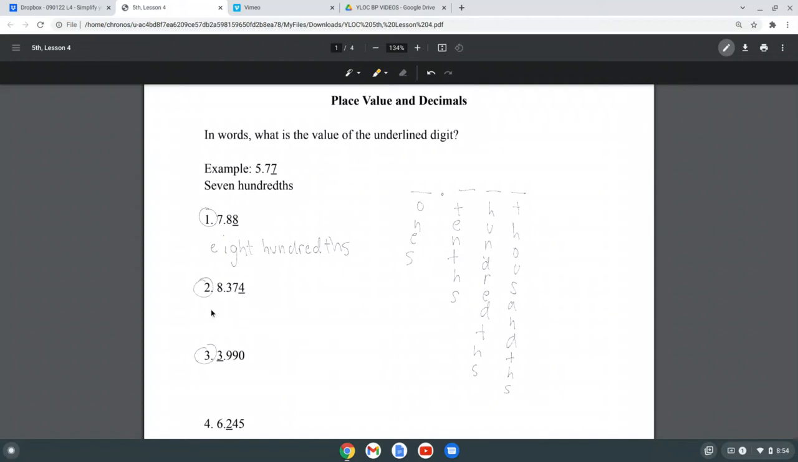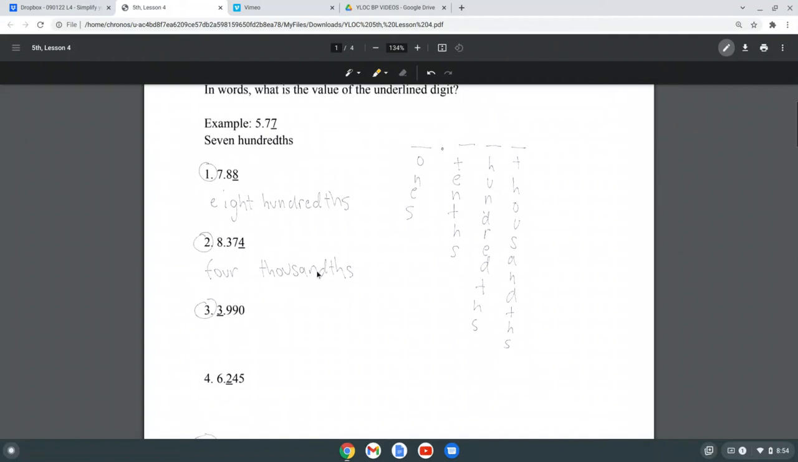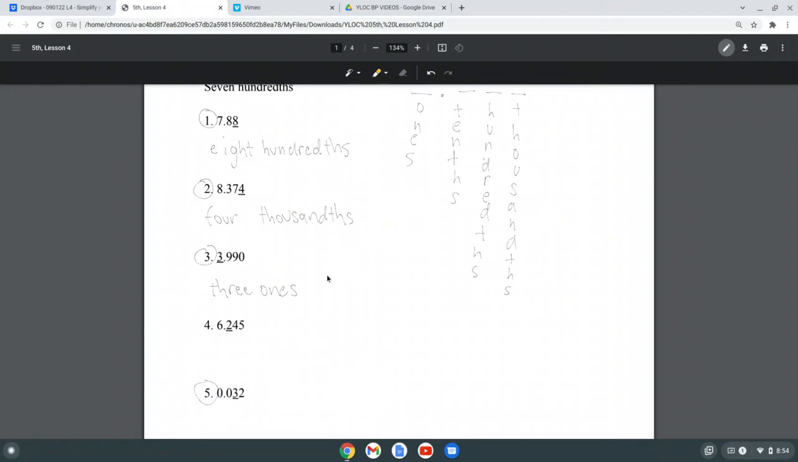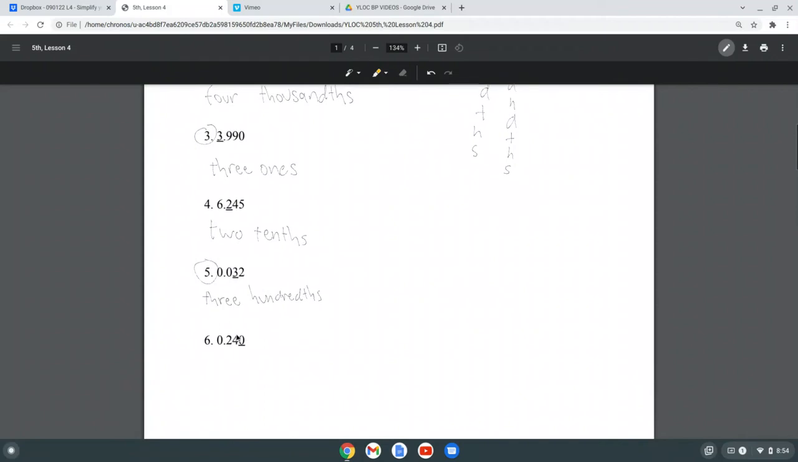Next, this is the thousandths place, so 4 thousandths. Next, 3 ones. And then 2 tenths. And 3 hundredths. And then 0 thousandths.